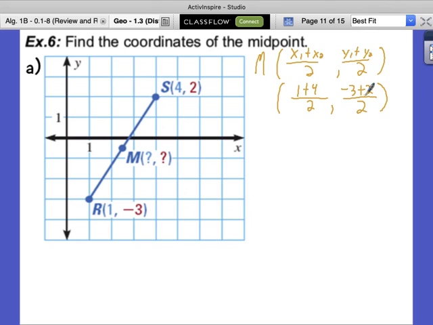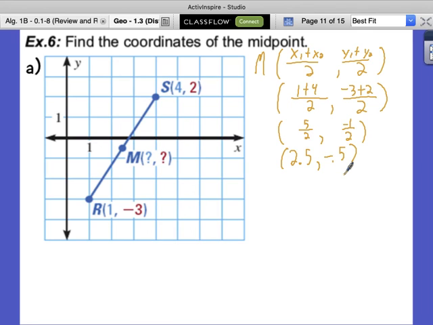So what is 1 plus 4? 5. 5 divided by 2. What is negative 3 plus 2? Negative 1 divided by 2. Now we can leave them as fractions, but typically when we're doing coordinates, we prefer decimals. What is 5 over 2 in decimal? 2.5. Thank you for raising your hand, Bill. Bill, what is negative 1/2 in decimal? Negative 0.5. Yeah, negative 0.5.